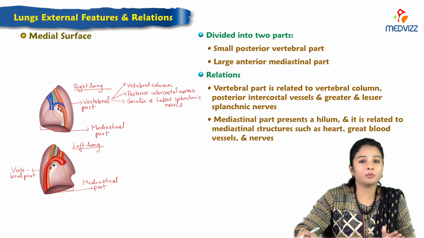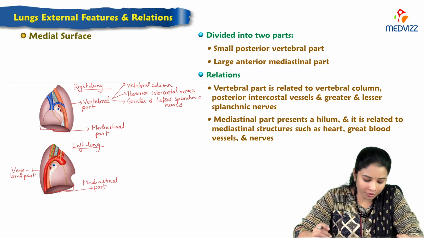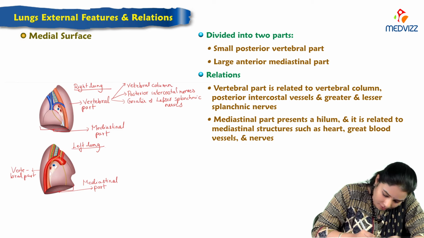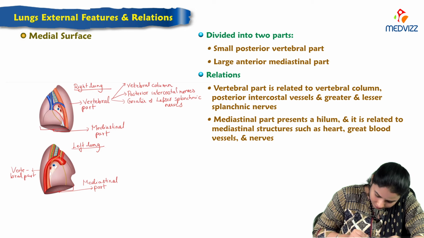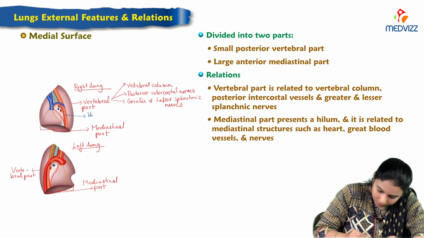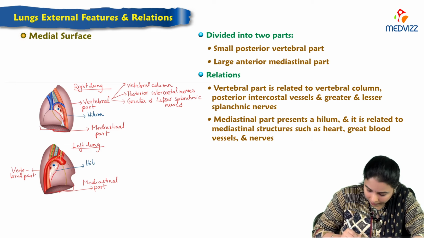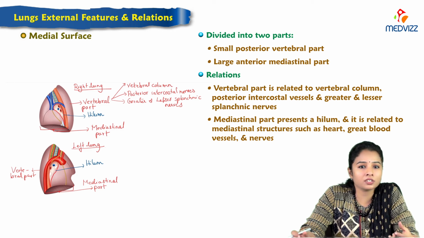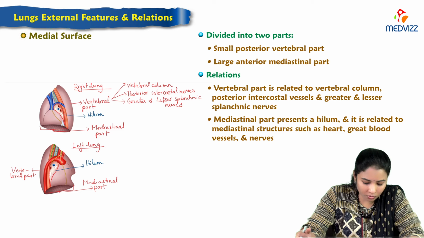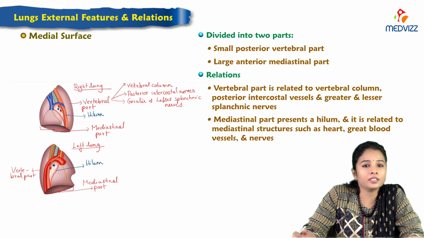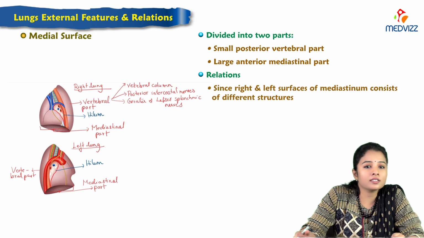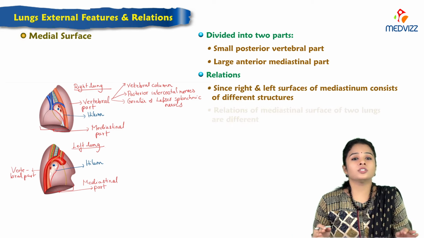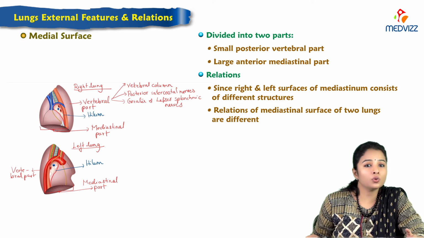Let's talk about the mediastinal part. The mediastinal part presents the hilum, both on the right and left. This is the hilum of the left lung. So on both sides it is related to the hilum. This hilum is meant for structures, and the mediastinal part is related to mediastinal structures like the heart, great blood vessels and nerves. And since the right and left surfaces of the mediastinum consist of different structures, the relations on the mediastinal surface of the two lungs are different.